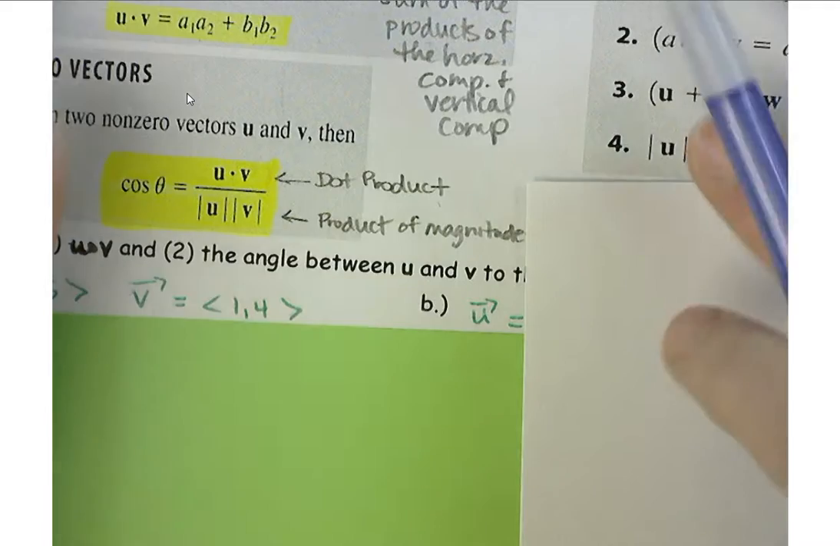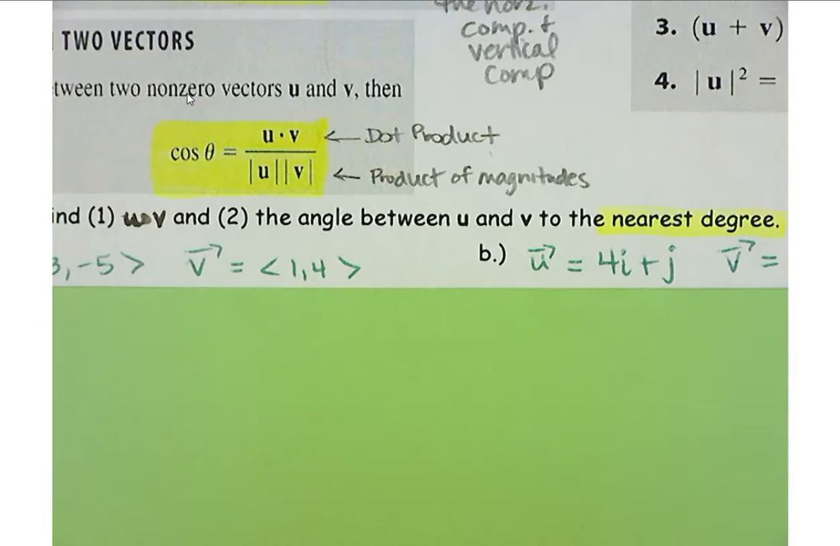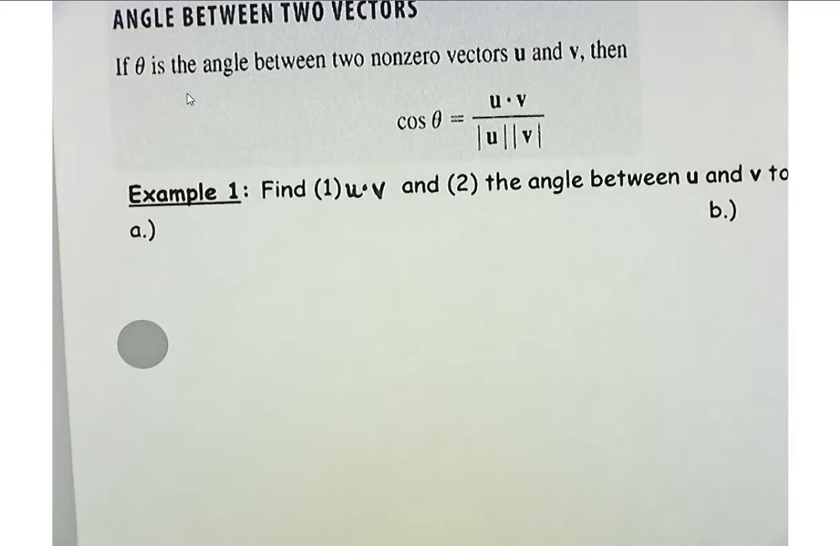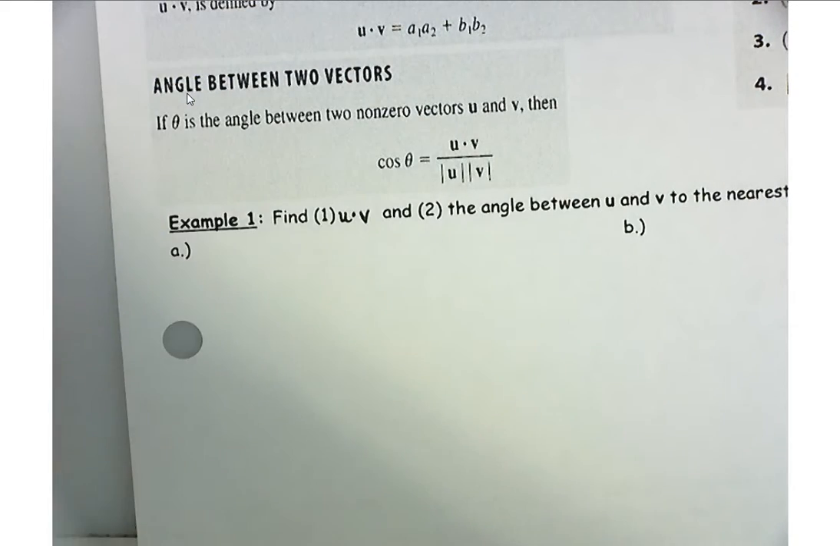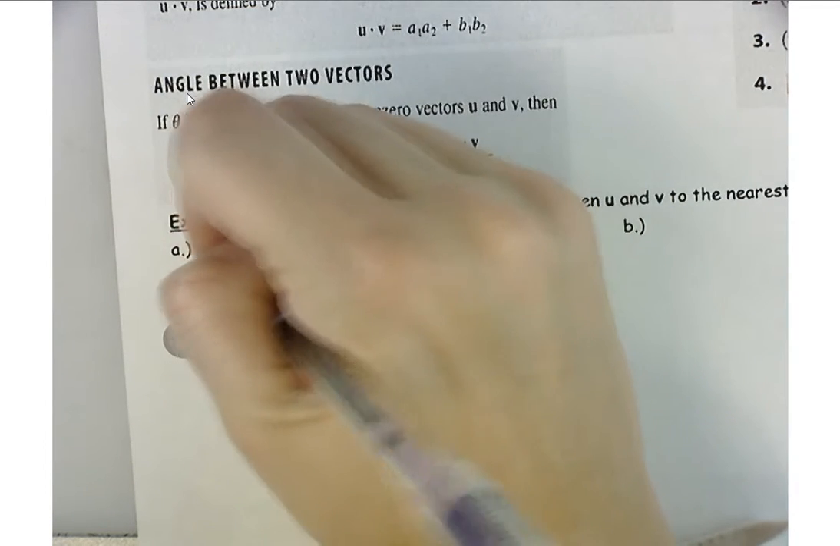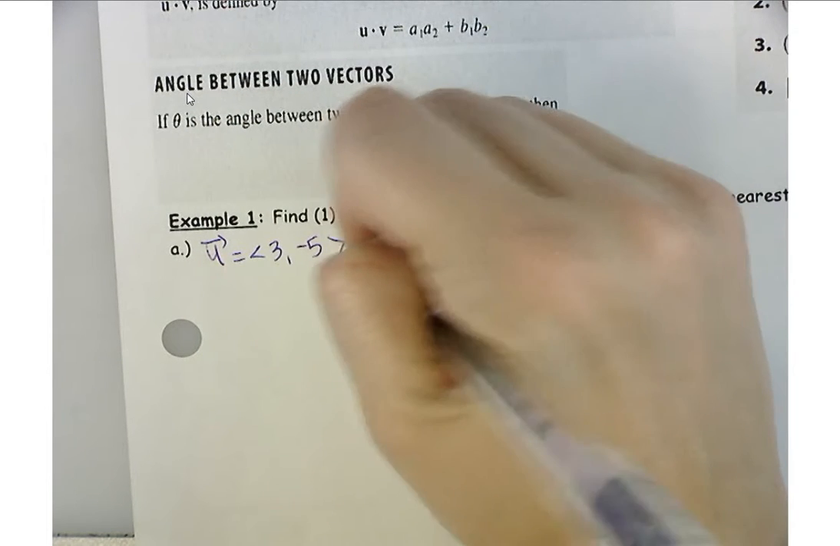Okay, so for example 1, we are going to find the dot product and the angle between them to the nearest degree. Did you guys already write down this part or no? Okay. Here, we'll do this here. Okay, so the first thing you're going to do is find the dot product, and then you're going to find the angle between u and v to the nearest degree. Okay, I'm going to write this in pen. So your first vector u is 3, negative 5. And then your vector v is 1, 4.